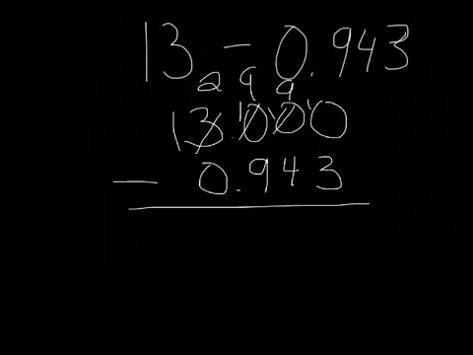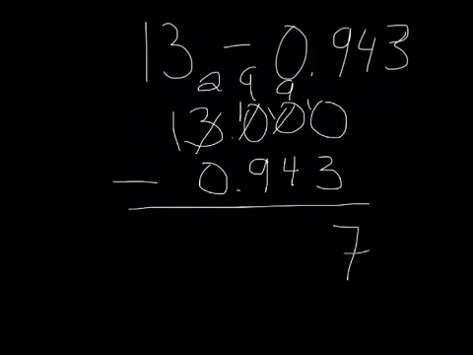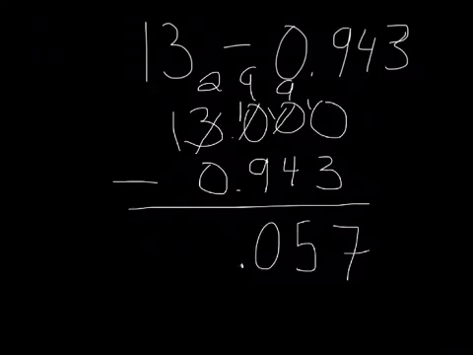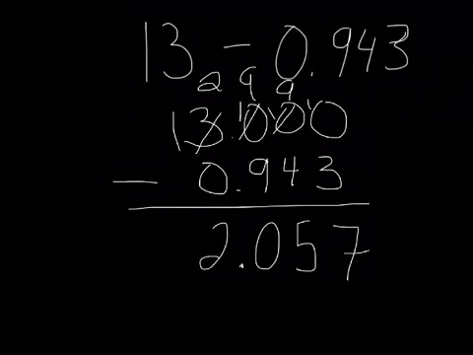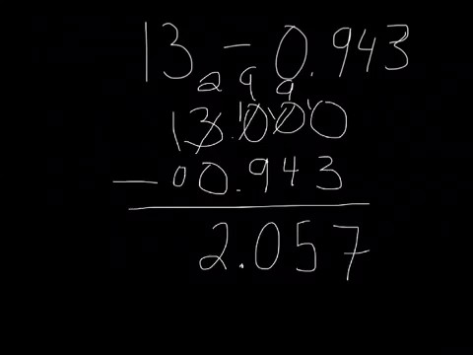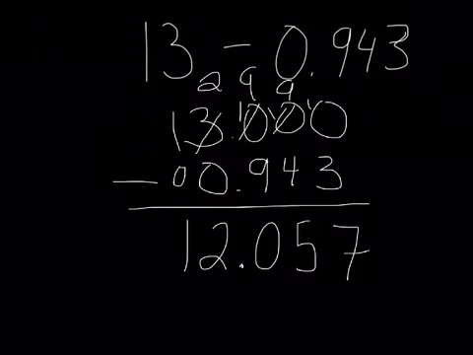10 take away 3 is 7. 9 take away 4 is 5. 9 take away 9 is 0. And yes, you need to put that 0 in. 2 take away 0 is 2. And 1 take away nothing, or there's a 0 here, is 1. So I have 12 and 57 thousandths.